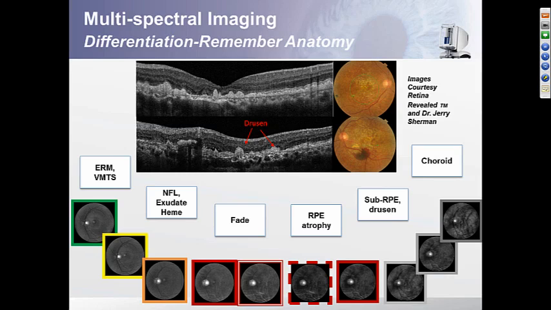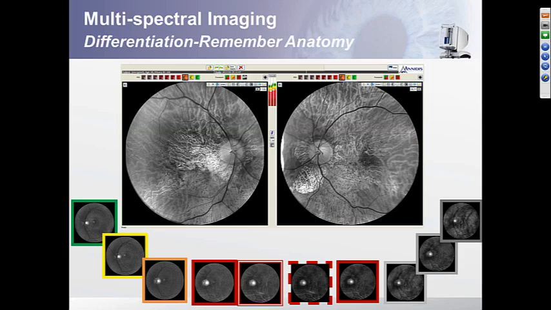If there's a break in Bruch's and there's hemorrhage, as there is in the lower photo to the right, you will actually see some obscuration of the RPE. And that will change your view, okay? So I'm going to just remind you all to remember anatomy as you go through the spectral slices, and I know you all know that, and I'm going to go through this in some detail.